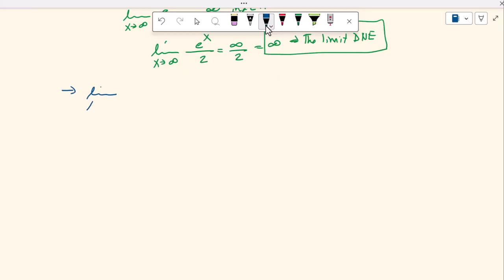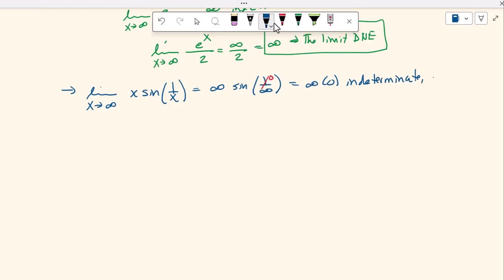Let's look at the limit as x approaches infinity of x sine 1 over x. If I look at this right now and plug directly in, I'd get infinity times the sine of 1 over infinity. Well, we know that this piece goes to 0, and the sine of 0 is 0. So this looks like infinity times 0. Well, that's an indeterminate form, but it's not L'Hopital's. So what I need to do is think about rewriting and then do more work.